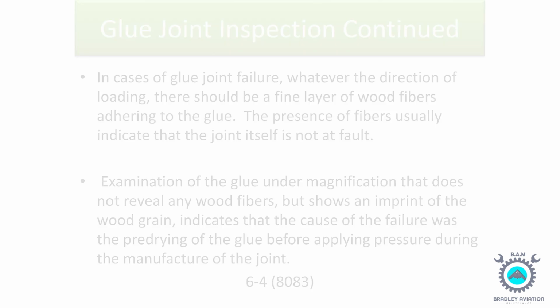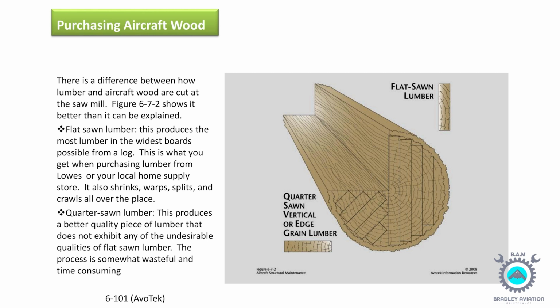Purchasing aircraft wood. There is a difference between how lumber and aircraft wood are cut at the sawmill. Figure 6-7-2 shows it better than it can be explained. Flat sawn lumber produces the most lumber in the widest boards possible from a log. This is what you get when purchasing lumber from Lowe's or your local home supply store. It also shrinks, warps, splits, and crawls all over the place.